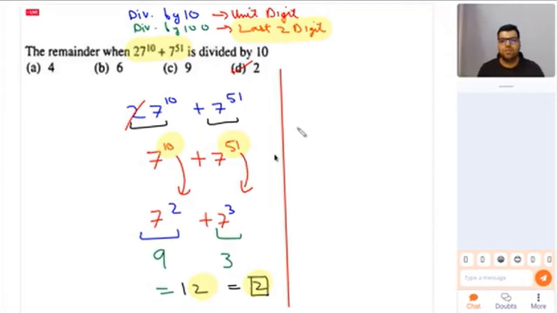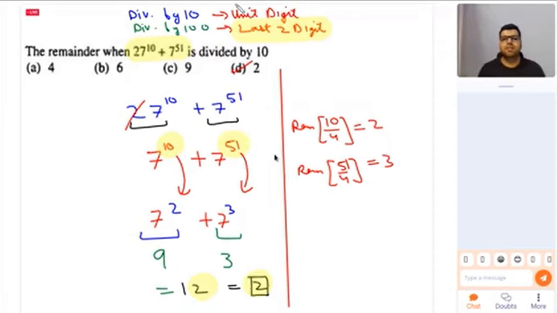If this step is not clear, why I have replaced: I took the remainder of 10 with 4 and the remainder of 51 with 4, so this was 2 and this was 3. So I simply replaced the power 10 with 2 and the power 51 with 3. This happened because the cyclicity of the powers of 7 for the unit digit is 4. That is why I take the remainder with 4. If the step is not clear, just go back to my video whose heading is last two digits of any number. In that I have explained thoroughly how we do this process. This is in the initial part, where we are calculating the unit digit.